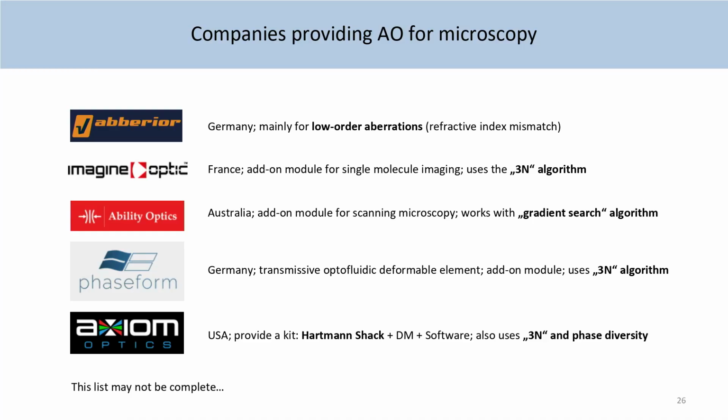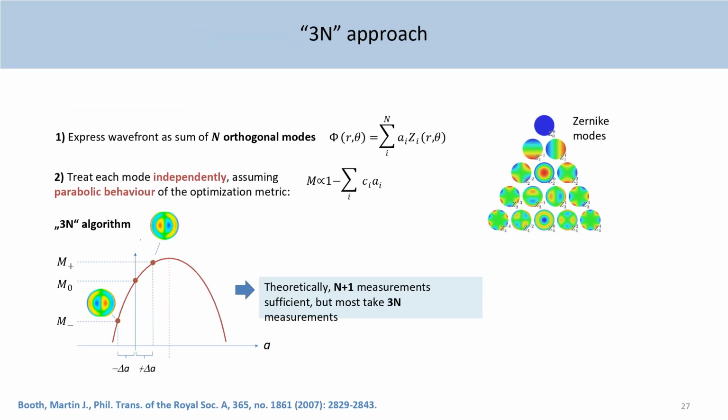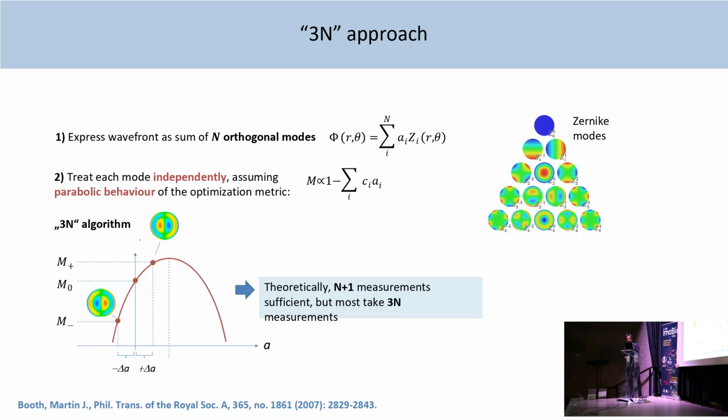If you look at what they are working with, how do they measure aberrations? Most of them are using a thing called 3N algorithm, yeah? Gradient search, which is basically the same 3N algorithm and so on. So I want to say a little bit about this 3N approach. It seems to be a very efficient way to measure aberrations. How does that work?